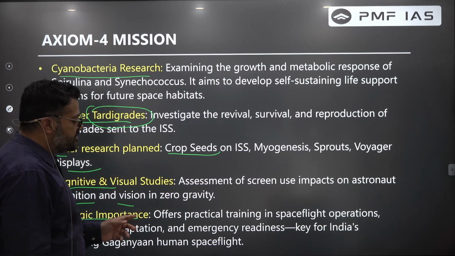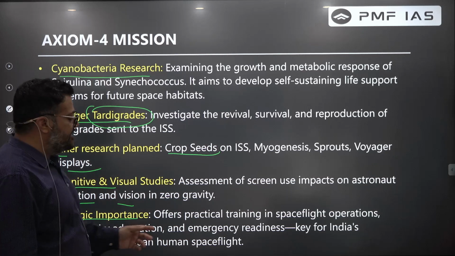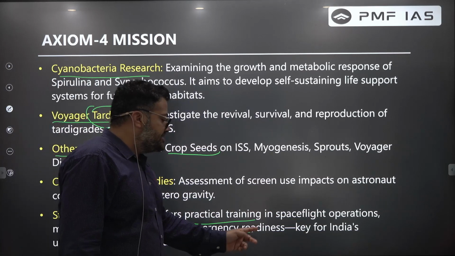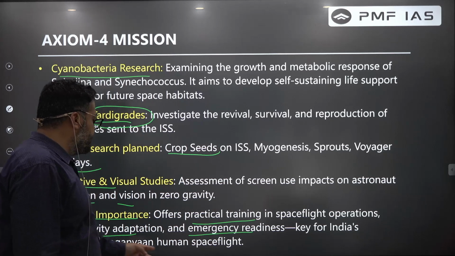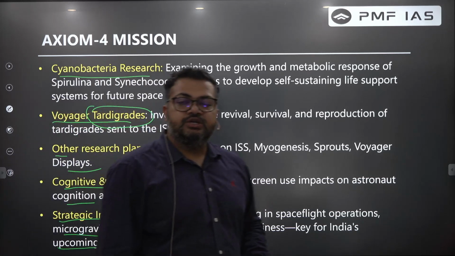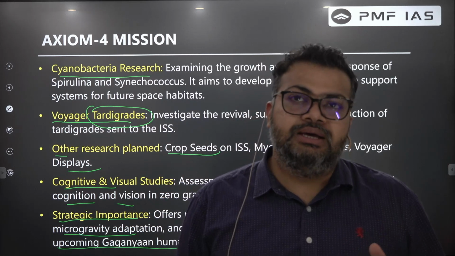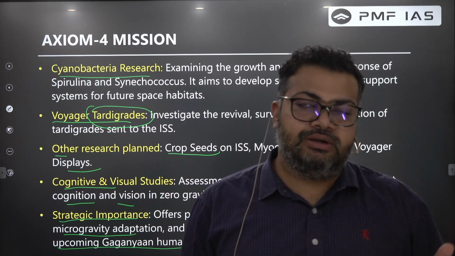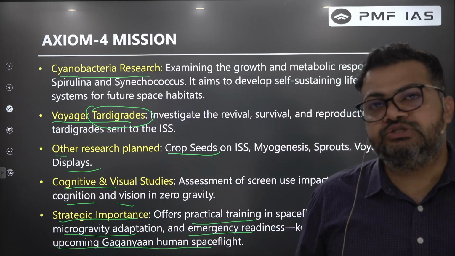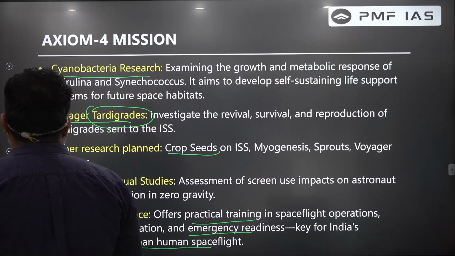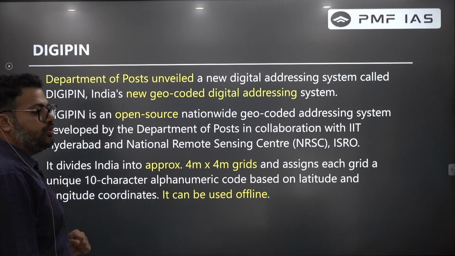Then they'll also be looking at some of the strategic importance of the mission. That means providing practical training in space flight operations, microgravity adaptations, emergency readiness, key for India's upcoming Gaganyaan human spaceflight as well. So it becomes an important or integral part of the Gaganyaan astronauts planning, because once the astronauts are trained for the Axiom 4 mission, these astronauts are likely to be trained for going again in space, and it can help the Gaganyaan, which is going to be India's first human space flight, to be implemented successfully. So guys, these are the important points under Axiom 4.